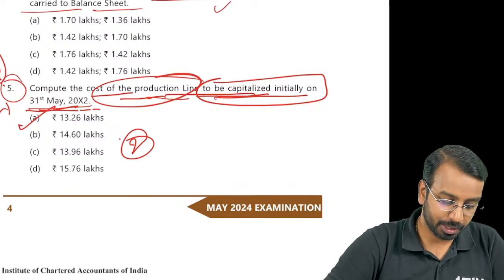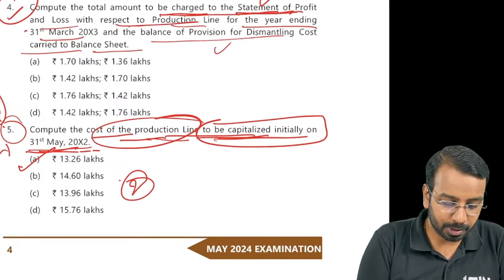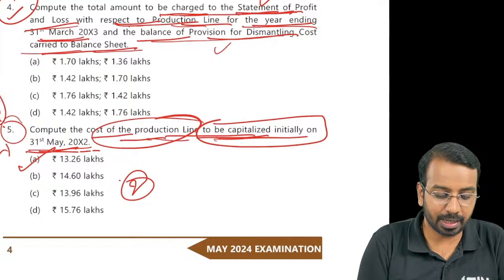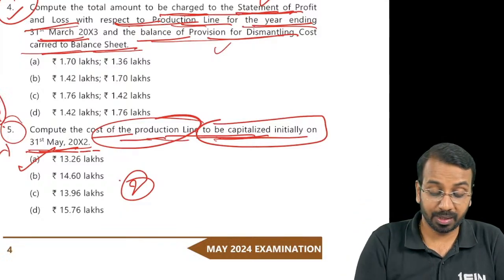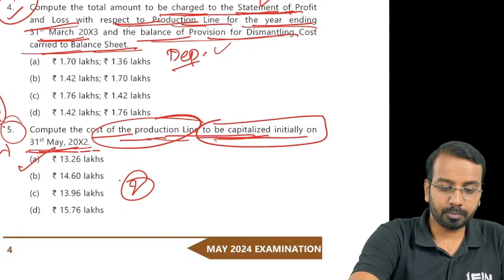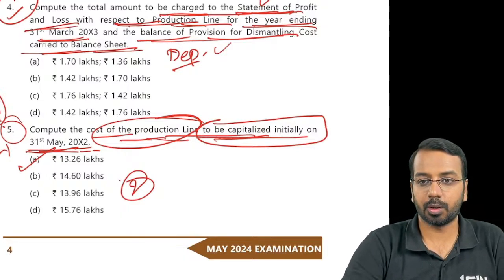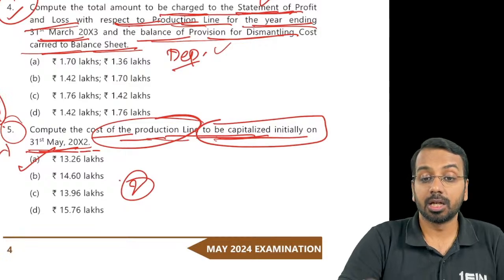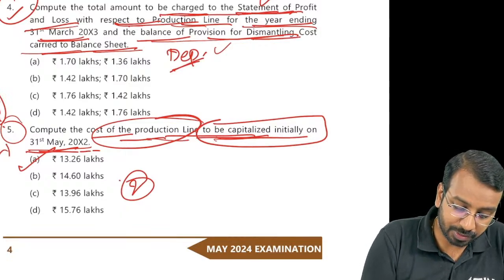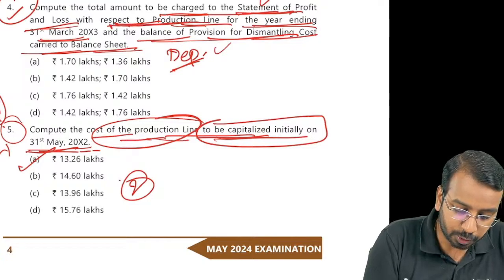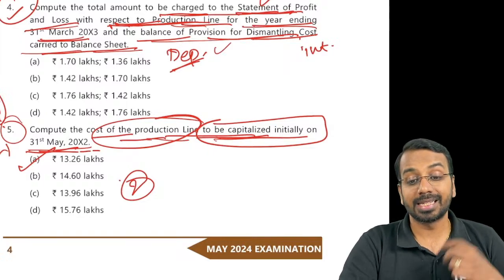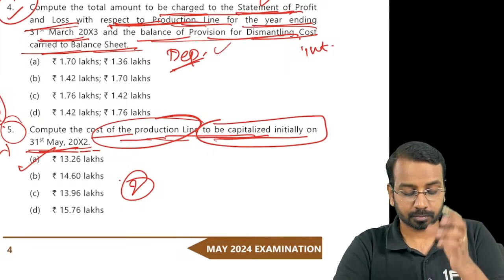Okay. Then compute the total amount to be charged to statement of P&L with respect to production line for the year ending 31st March and the balance of provision for dismantling cost carried to the balance sheet. Now here what they are asking. First they are asking, one is your depreciation, okay, because you have to calculate depreciation, that is one part. Second part we have this dismantling cost with respect to production line. On this there will be interest. So one, we have to calculate depreciation, second we have to calculate interest.